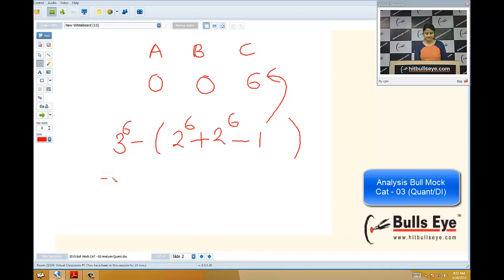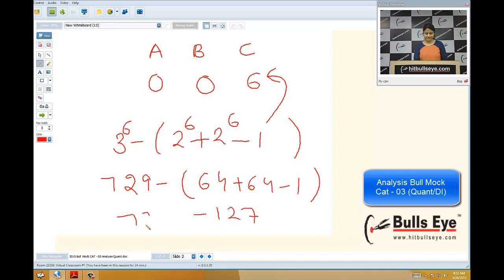What is 3 raised to power 6? That is 729 minus what is 2 raised to power 6? 64 plus 64 minus 1. So it will be 127. 729 minus 127. This is the answer in this case.